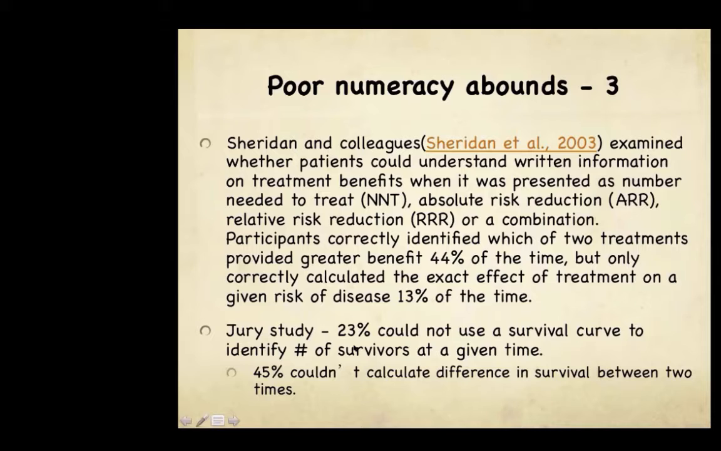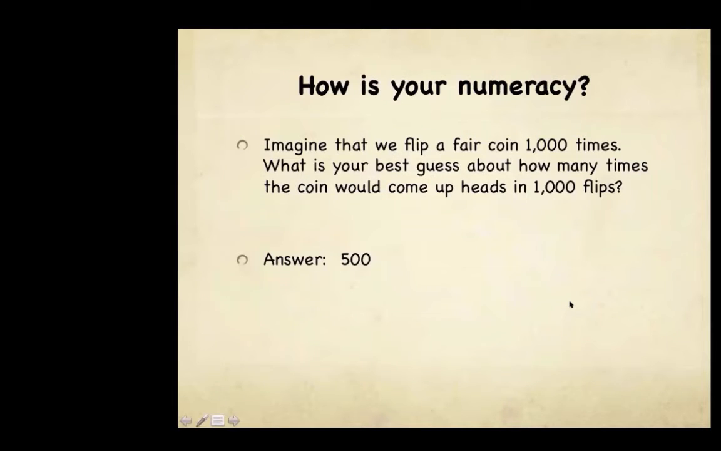And in a jury study, which is another fascinating study to read, less than 1/3 could identify when they were looking at a survival curve. Less than 1/3 of these people could calculate the difference in survival curves. So again, lots of evidence, it abounds, but I always use something like this because I'm pretty math illiterate.